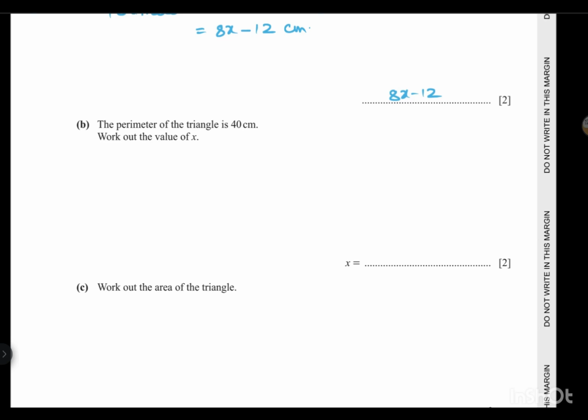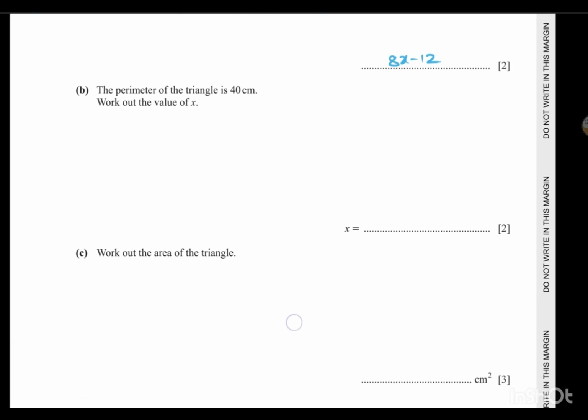The perimeter of the triangle is 40 centimeters. Work out the value of x. So now we already have the expression for the perimeter: 8x minus 12 is equal to 40. They already gave us the value of the perimeter.